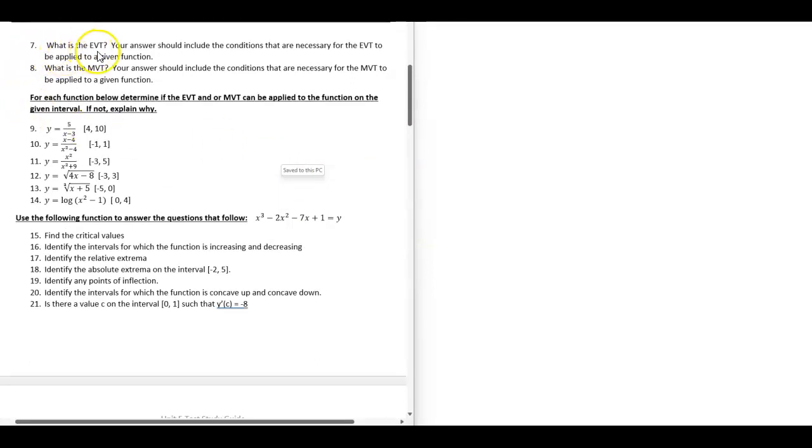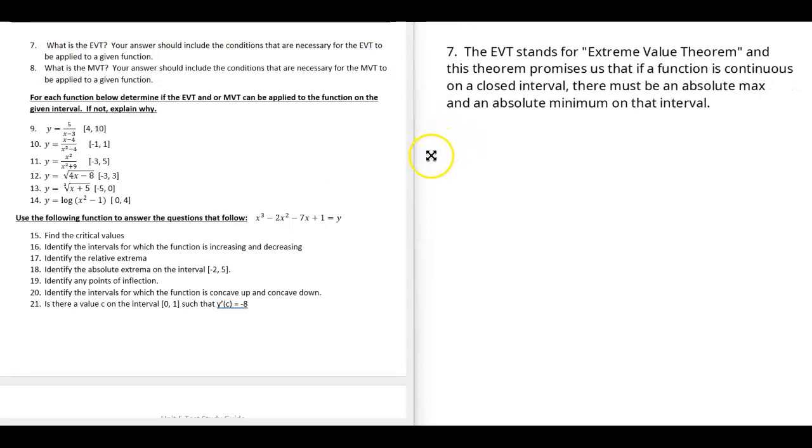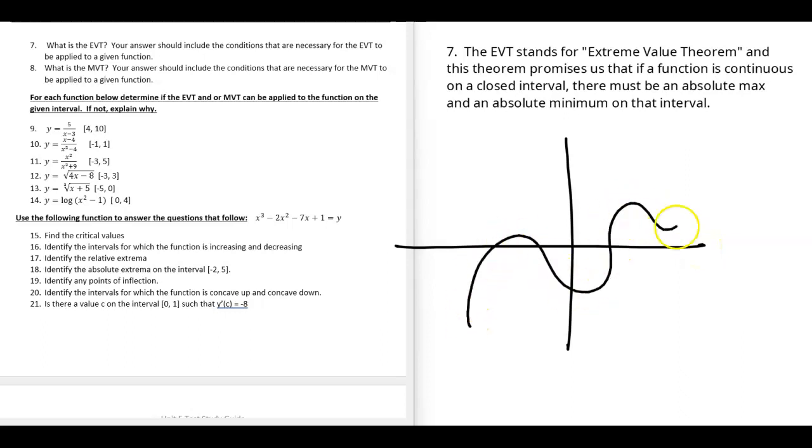Number 7 is asking us what is the EVT, and our answer should include the conditions that are necessary for the EVT to be applied to a given function. All right, so the EVT stands for the extreme value theorem, and this theorem promises us that if a function is continuous on a closed interval, there has to be an absolute max and minimum somewhere on the interval. So no matter how you look at it, if you have a function that's continuous, it has no holes, gaps, or jumps, well, somewhere on the closed interval, meaning the endpoints have to exist, somewhere there's got to be an absolute max and a min.